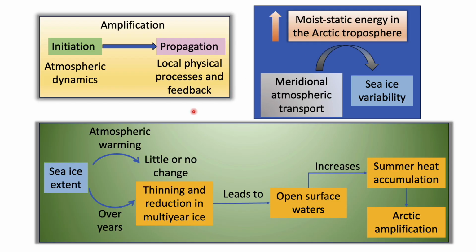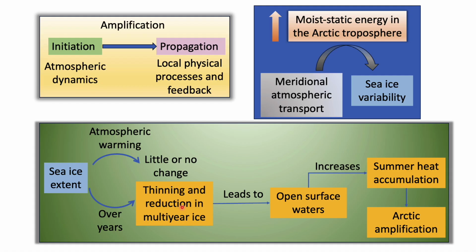And then when we see the overall sea ice extent change, let us say there is X amount of sea ice present, and now the atmosphere is warming due to this meridional atmospheric transport. This leads to the increase in the moist static energy in the Arctic troposphere, that leads to a little bit of atmospheric warming. So in the beginning, this will have little or no change. But over the years, what happens is the thinning and the reduction in the multi-year ice. This is not just a 1 year or 2 year event. This is actually happening over a period of decades.